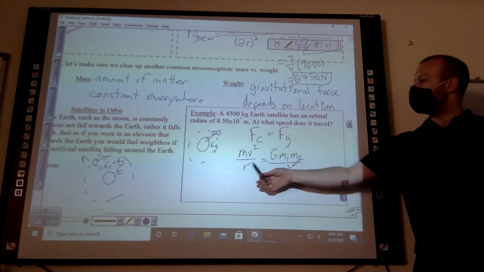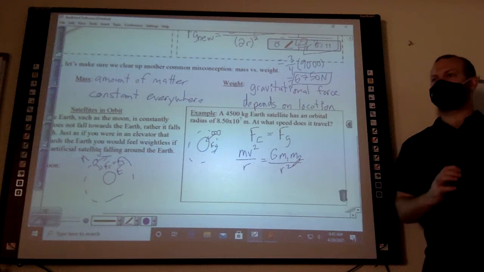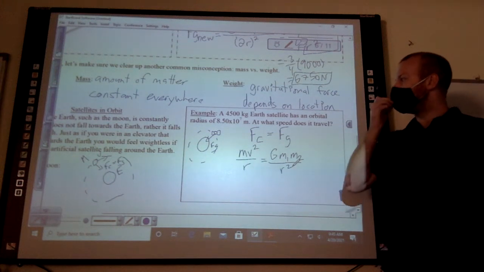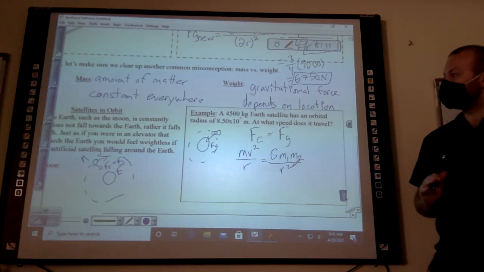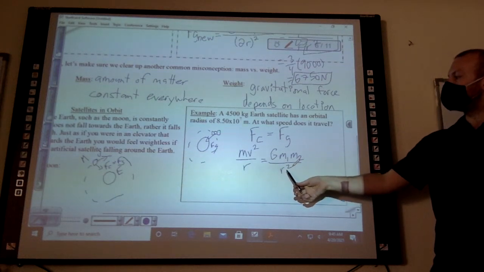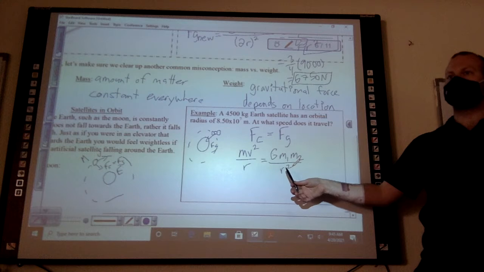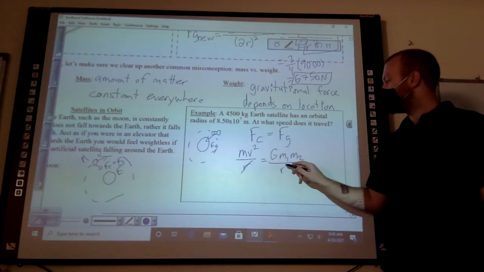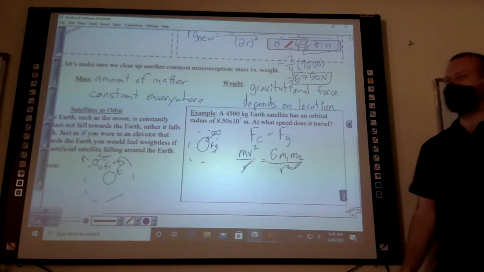Conveniently, these r's are the exact same. This r is the radius of my circle. This r is the distance between the two centers. In our specific case here, those are the same. So an r and one of the r's from here cancel.